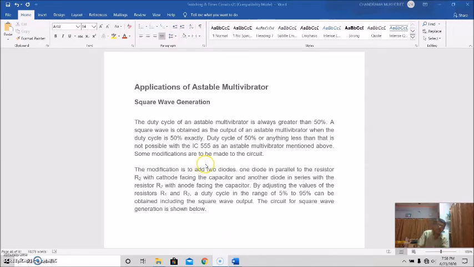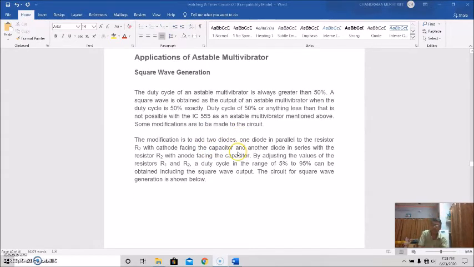So some modifications are to be made to the circuit. The modification is to add two diodes: one diode in parallel to the resistor R2 with cathode facing the capacitor, and another diode in series with the resistor R2 with anode facing the capacitor. By adjusting the values of the resistors, a duty cycle in the range of 5% to 95% can be obtained, including the square wave output.